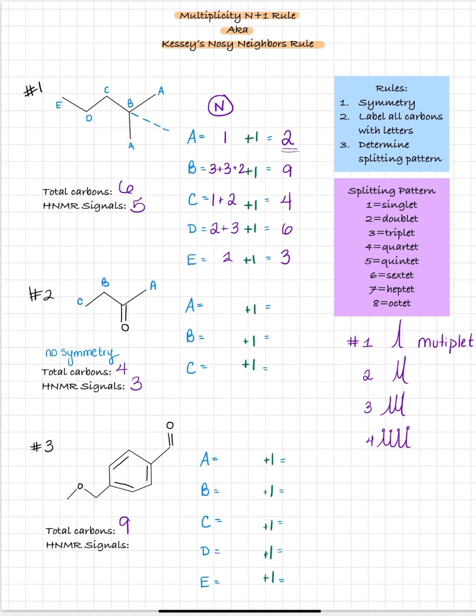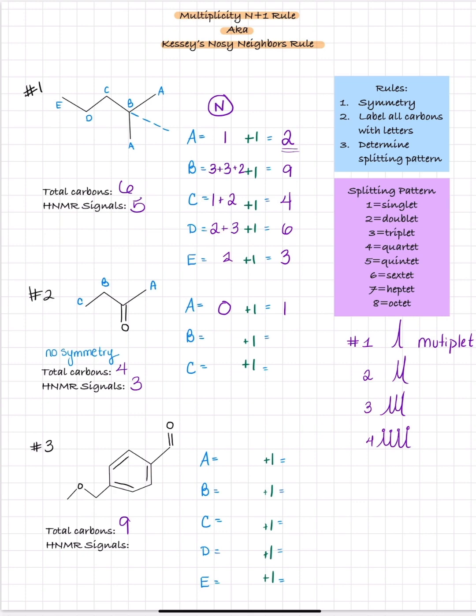Number 2 has no symmetry, so all we have to do is clearly find the rules for it. So the multiplicity. A is next to a carbon that has no hydrogens on it. Because this has no hydrogens, that's perfectly fine. You still have to account for it. A has no neighbors, so that means it will be 0 plus 1 is equal to 1. So A on the H-NMR spectrum would show up as a singlet.